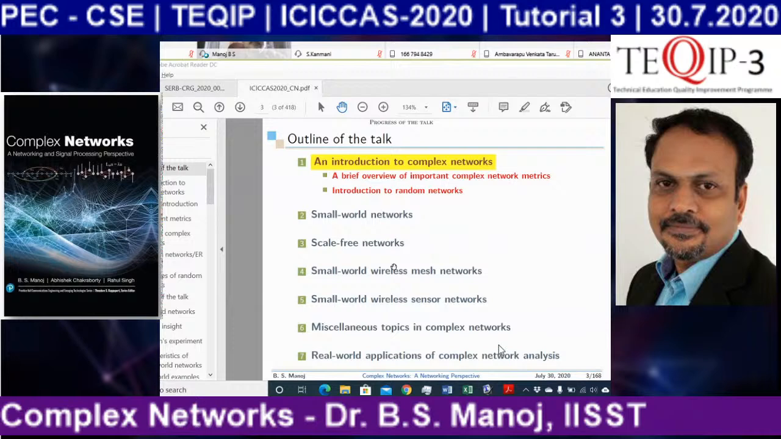Sir, another question. What about the performance of these complex networks? Performance depends upon certain specific metrics. For example, in this particular case, we have the structural properties to characterize the network into random, small world, and so on. Well, this is actually a performance metric.